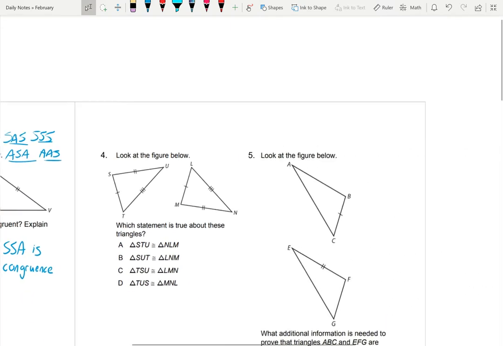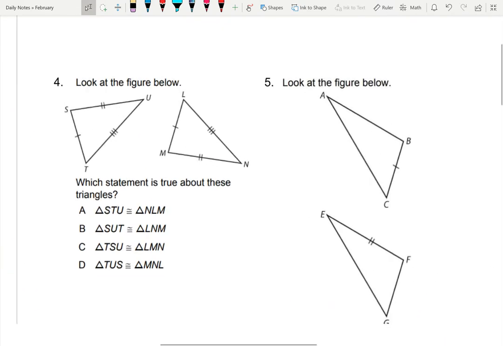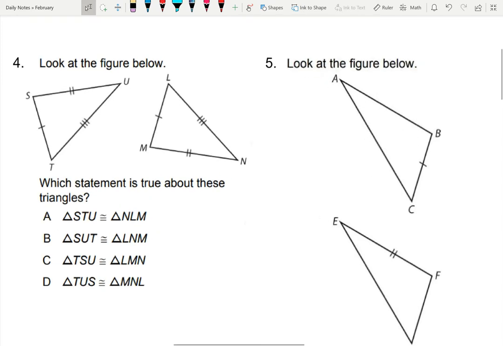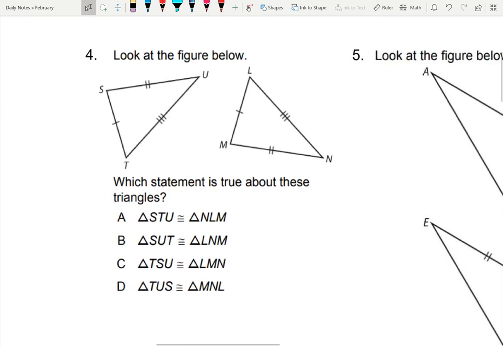Look at the figure below. Number 4. What statement is true about these triangles? Okay, so this one's a very tricky one because you do have to follow the order again. The order is very important. So, STU, so let's again pay attention to the order here.